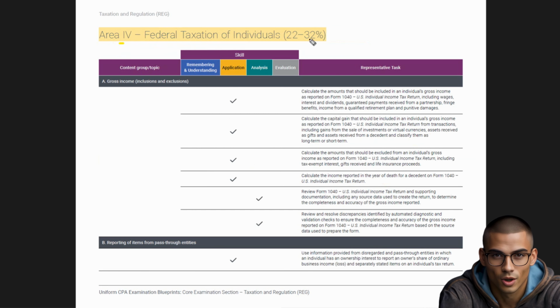Next, we have Area 4, which is one of the larger sections of the exam, the federal taxation of individuals, making up 22 to 32% of what you'll see on the exam. First, we have gross income, inclusions and exclusions.